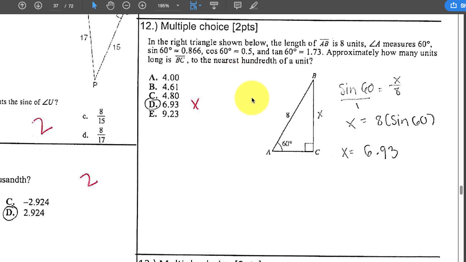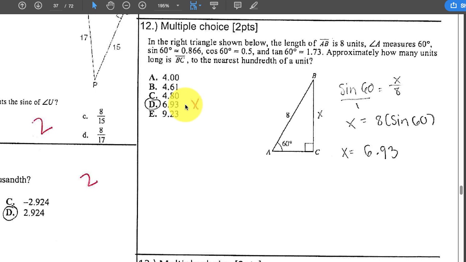So if I start at my given angle, 60 degrees, you're trying to find BC, which the student called X, which is correct. The side opposite over the hypotenuse gives you sine. Sine of 60 equals X over 8. Cross multiply, 1 times X is X, sine of 60 times 8. If you put in your calculator 8 times sine of 60, where sine of 60 is 0.866, when you multiply those, you'll get X equals 6.93.